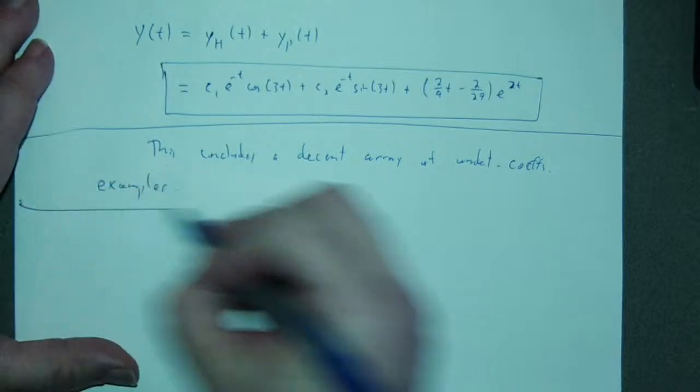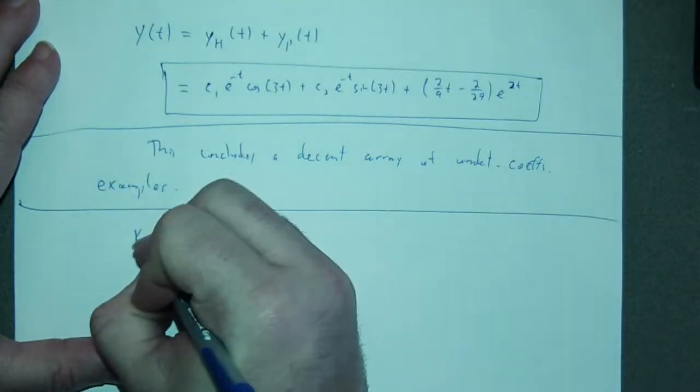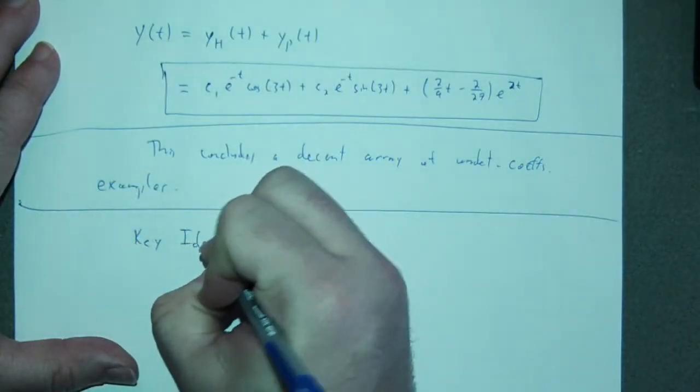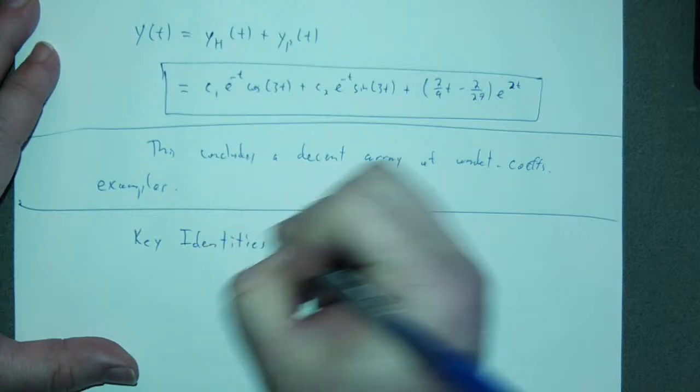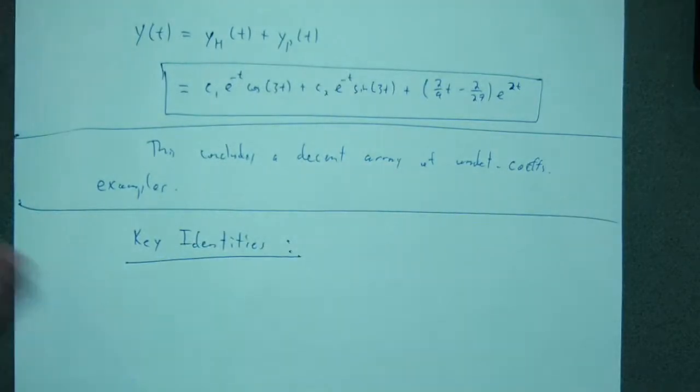So I want to talk now about key identities, and I'm going to cut this a little bit short because I'm going to stop the lecture a little bit early today because I have an appointment, but we'll pick up exactly here tomorrow. But anyway, how does this key identities business work?